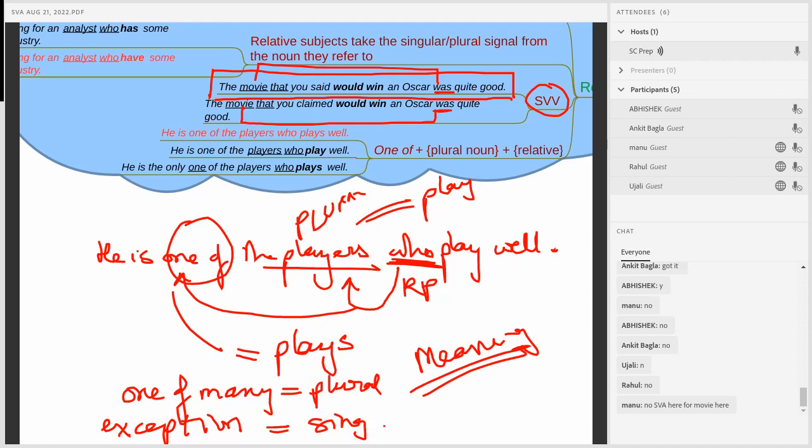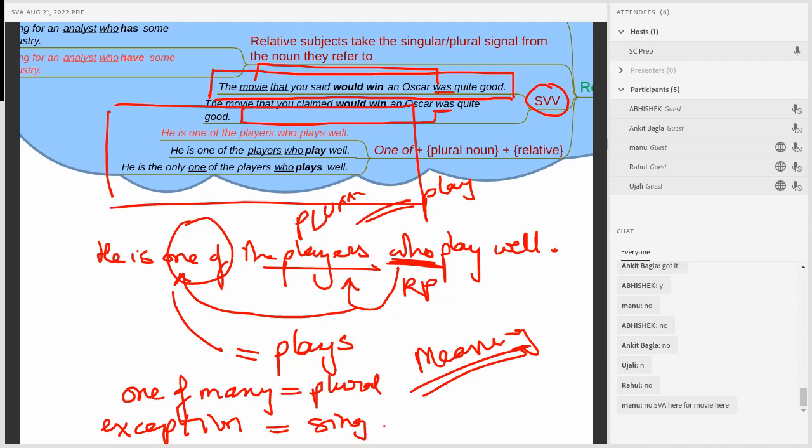If the intent of the sentence is to tell you that you're looking at one of many things, all of which share the same quality, you should go plural after the who. But if the intent of the sentence is to say that this thing is an exception, the other things don't have that quality, then after the who, you should go singular. Now let's take a look at the examples over here.